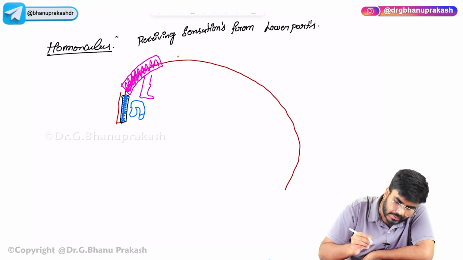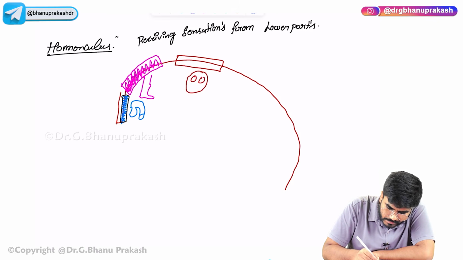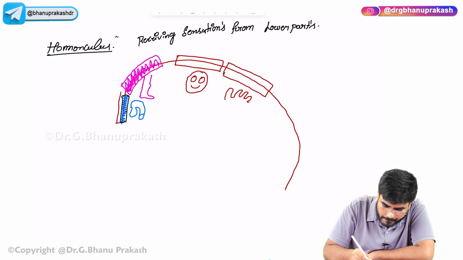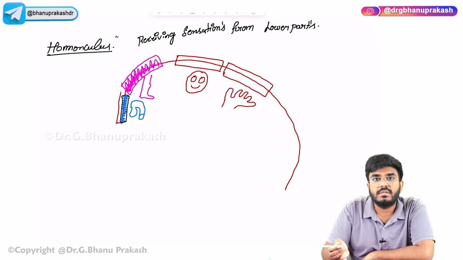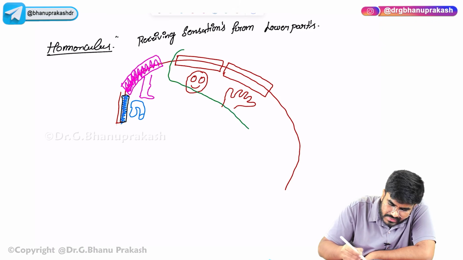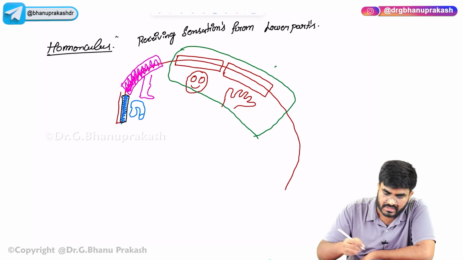Now look at this lateral part. Here I am showing you, for example, let's say this area is receiving the sensations from face. Okay, this area is receiving the sensations from upper limbs, let's say from the hand. So look carefully, the lateral parts of this cortex is receiving the sensations from head and neck, face and upper parts of the body.